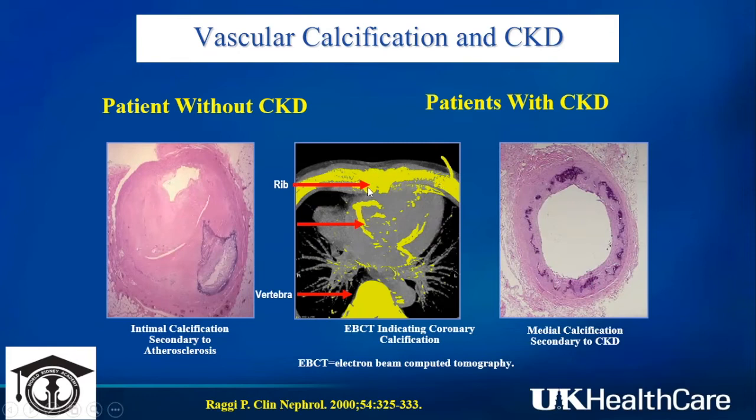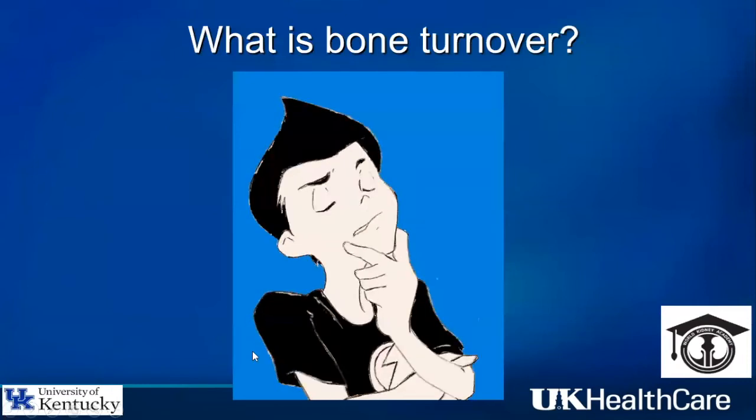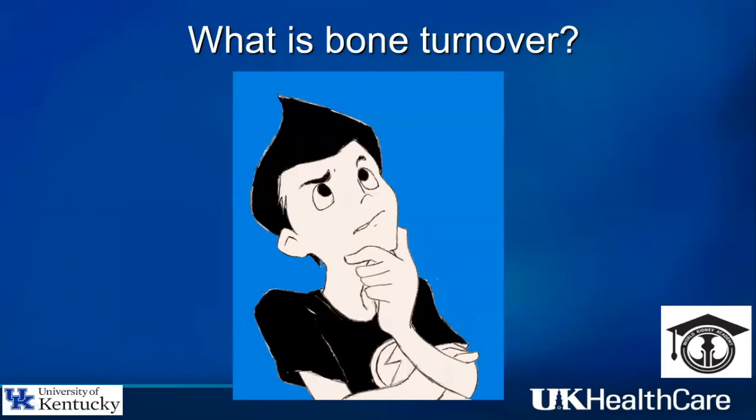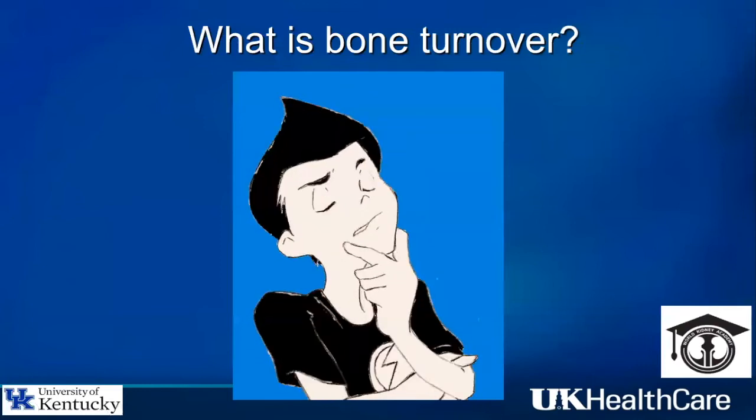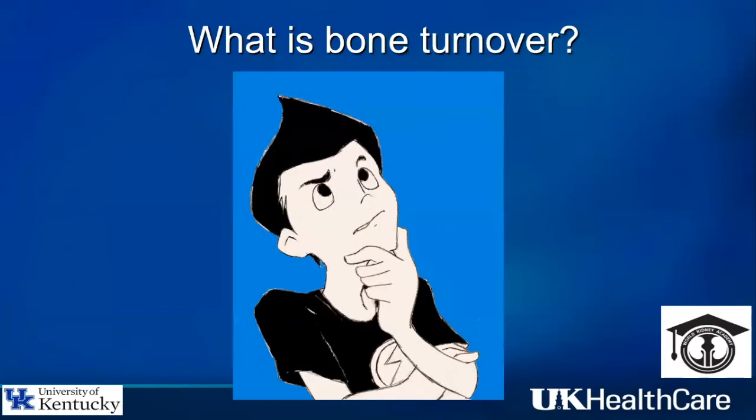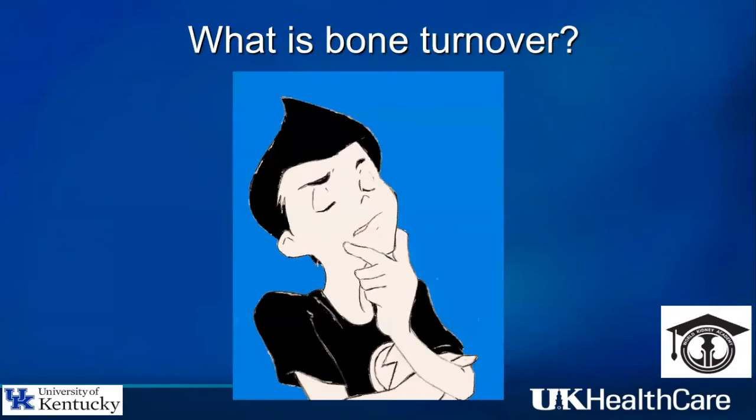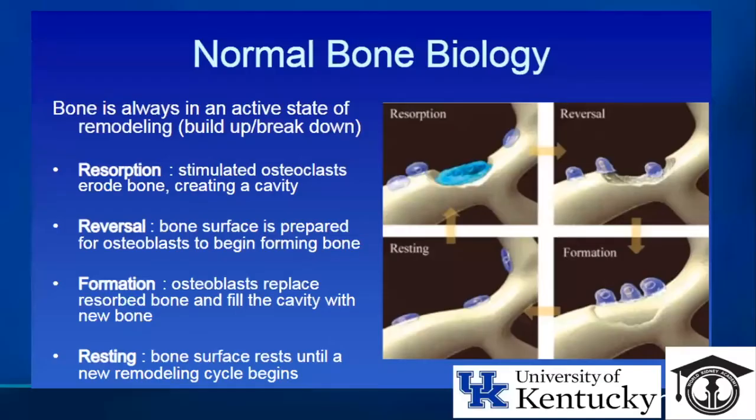And you can see here the coronary arteries have almost the same intensity or more intensity compared to the bone in our CKD patients. So let's talk a little bit about an important concept and discipline, which is bone turnover. Why do we need bone turnover? What is bone turnover?